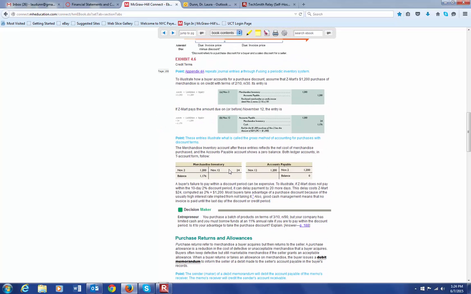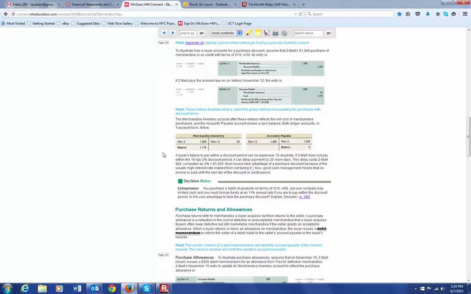So this is what it would look like in your T account. You started with $1,200 debit to merchandise inventory. You have a credit of $24 for the purchase discount, so the balance there is $1,176. In accounts payable, you originally credited it for $1,200, and now you're going to debit it for the full $1,200 because you no longer owe them any money. So that's the basic way that you handle a purchase discount.